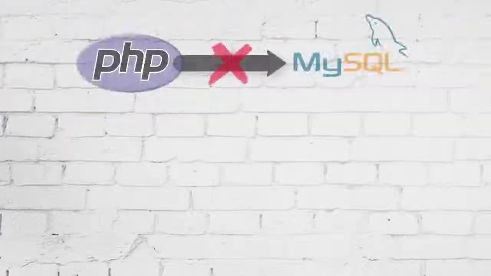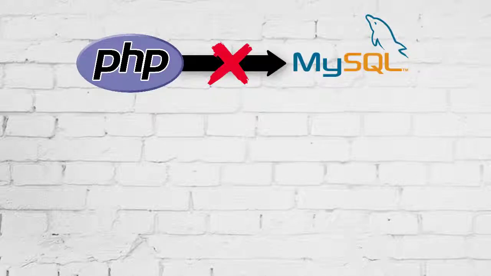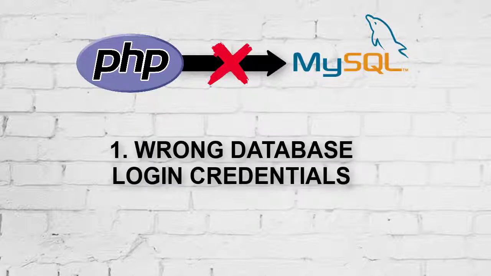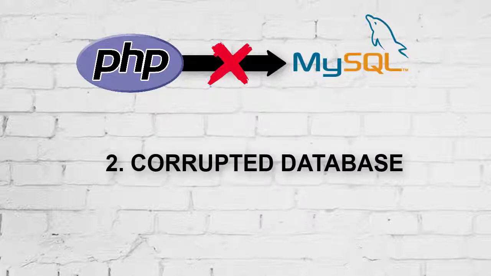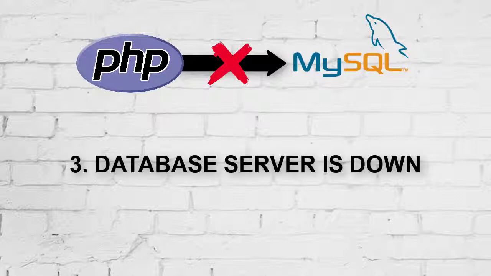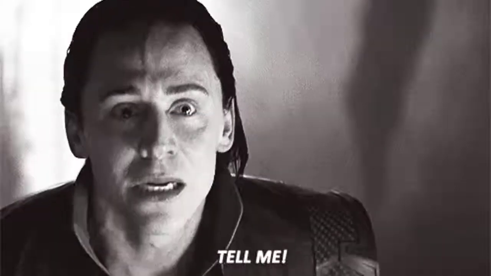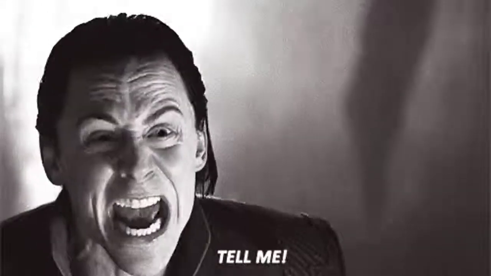There are many reasons why your website could be having trouble connecting to your database, but they generally fall into three categories. Number 1, your login credentials for your database are wrong. Second, your database is corrupted. And lastly, the server that hosts your database is down. So, with all these possibilities, how can we narrow down the problem and fix it?